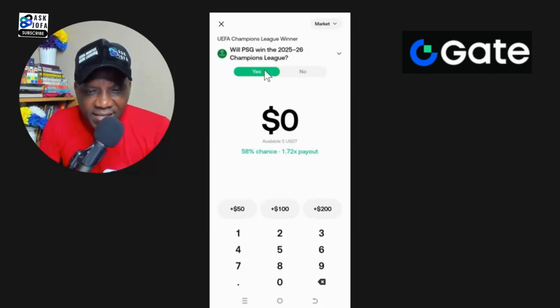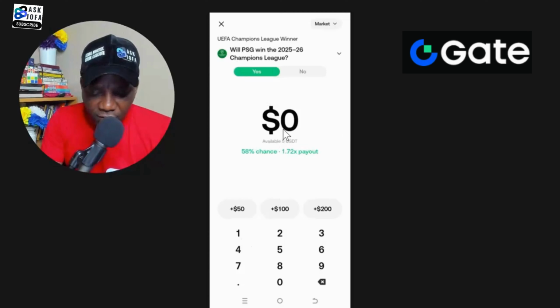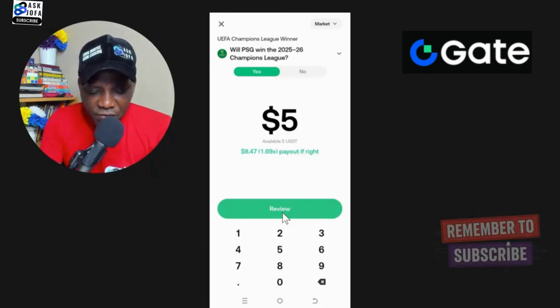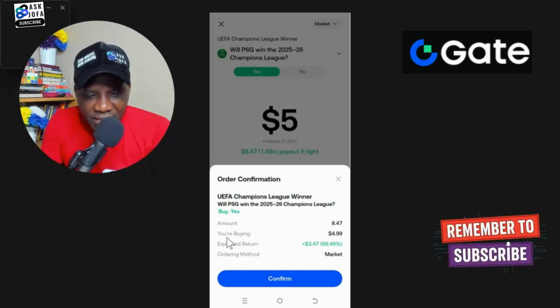If I say yes, I will stake $5 for saying yes. I will get $8.47 if I'm right. Look at it, payout if right. For me to commit it, I will preview first. This is the amount I'm spending. You can see other confirmation.